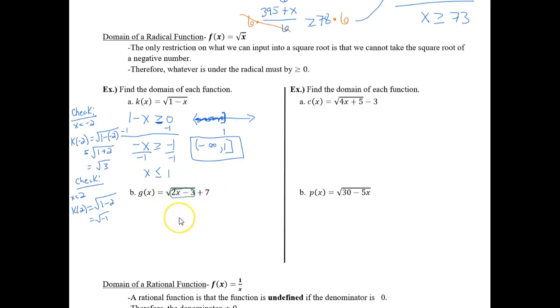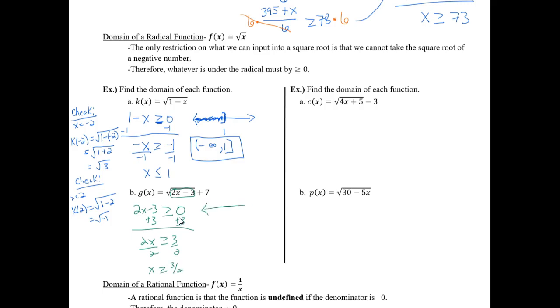So this is really what affects the domain. That 2x minus 3 has to be greater than or equal to 0. It has to be some positive number or equal to 0. So I solve that by adding 3. 2x is greater than or equal to 3. Divide by 2. And x is greater than or equal to 3/2.